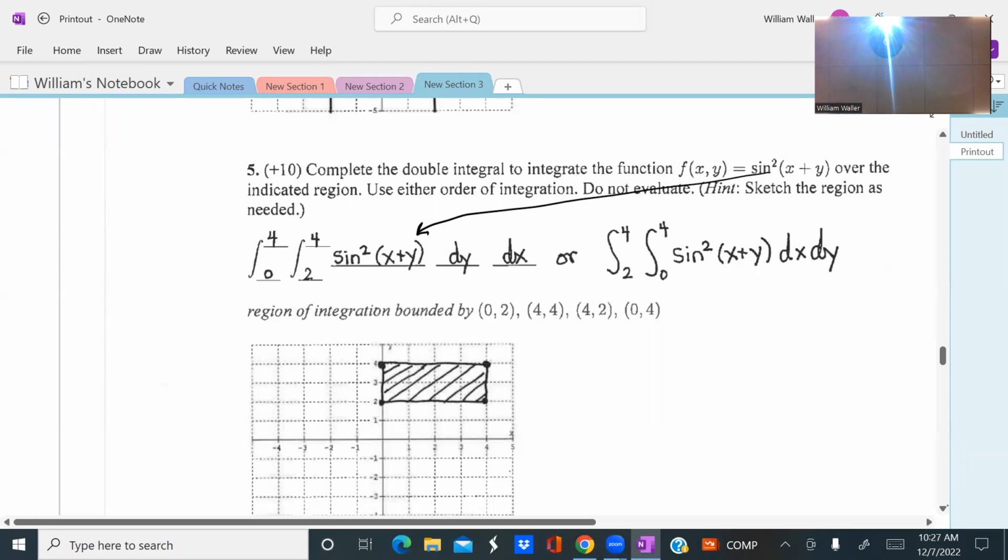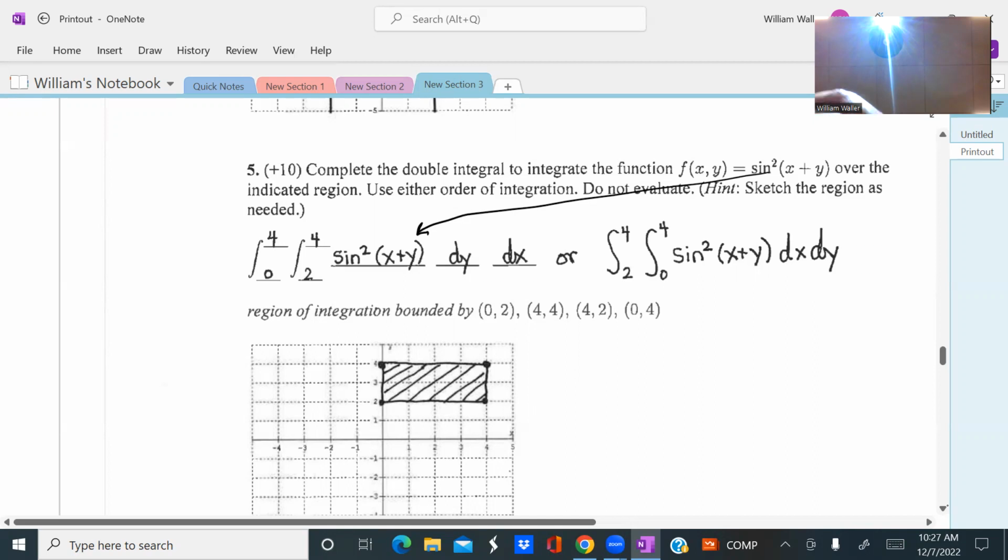No, x. Look on the x-axis. Where does this region start on the x-axis? 0. And how far does it go on the x-axis? 4, right. So that's why we have 0 to 4 here.